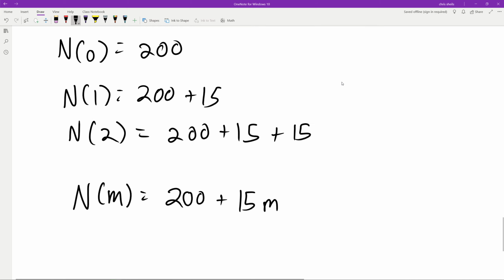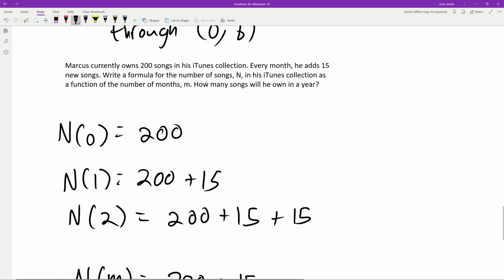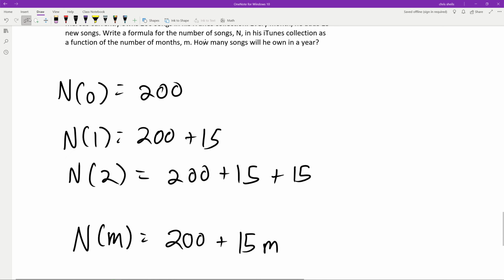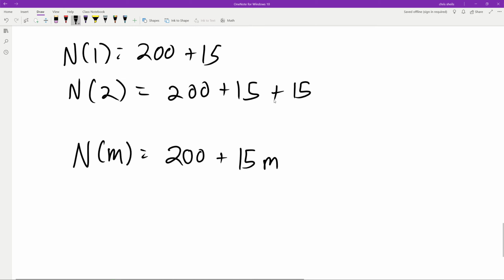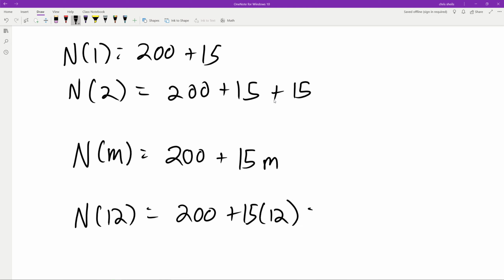With this formula, I can predict how many songs he'll have in a year. That's the second part here. How many songs will he own in a year? Let's see. A year is 12 months, so I'm looking for n of 12. This is 200 plus 15 times 12, which is 200 plus 180. So Marcus will own 380 songs in 1 year.